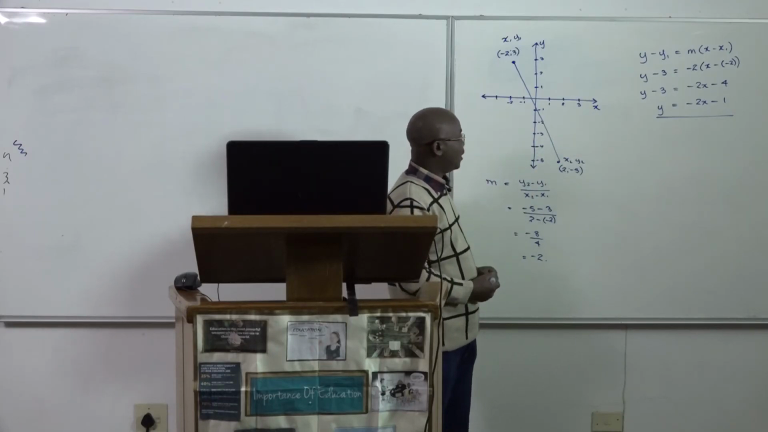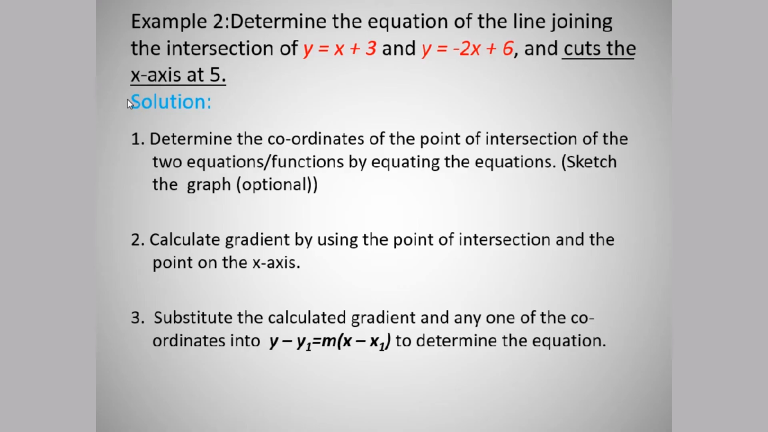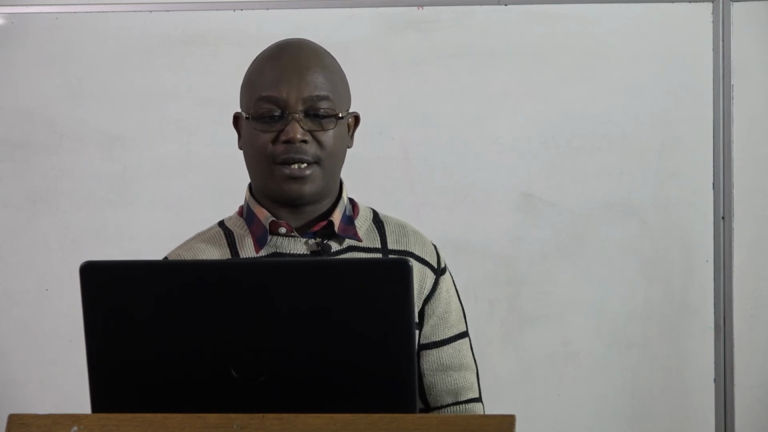In example 2, we are going to determine the equation of the line joining the intersection of two equations. The first equation is y = x + 3, and the second equation is y = -2x + 6. And then the line whose equation we want to find starts from the intersection of these two equations, and then it cuts the x-axis at point 5. Once again, we can draw a sketch which will guide us on how this situation is panning out.